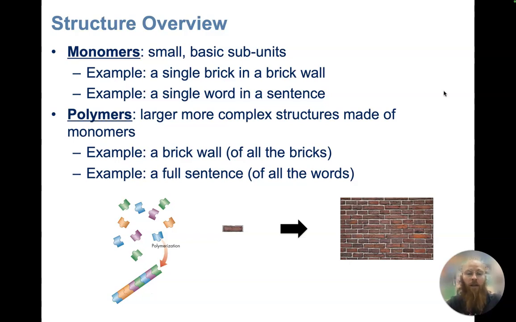So as an example, if you use the monomer as a single brick and you put a bunch of those together, you create the polymer, which is a brick wall. If you take a bunch of monomers, which are like individual words, and put them together, it would make the polymer, which is kind of like a full sentence. So monomers combine to form polymers. And whenever that happens, as you can see down here to the bottom left, that process is called polymerization. That is the process of creating polymers from individual building blocks like monomers.